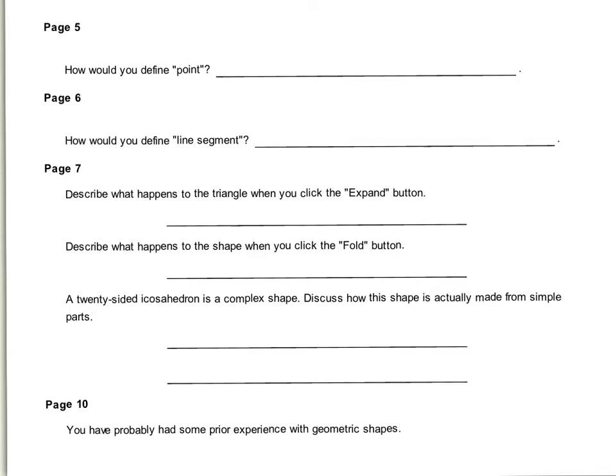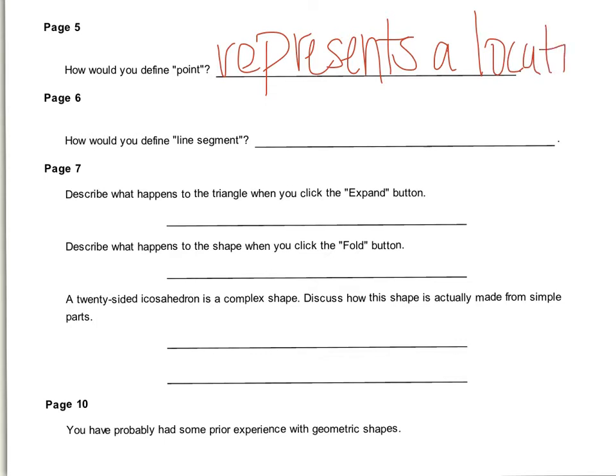The next part it asks us is how would you define a point? Well, a point represents a location. Typically when we talk about a point, we're talking about a point on a grid or graph, and it's an ordered pair. It's a coordinate, which means an X and then a Y, and that's how most of the points we talk about are represented. Sometimes in geometry we'll talk about points as vertices, or the corners where two line segments meet.